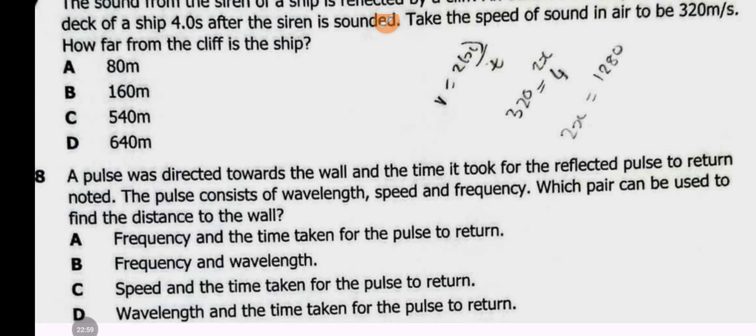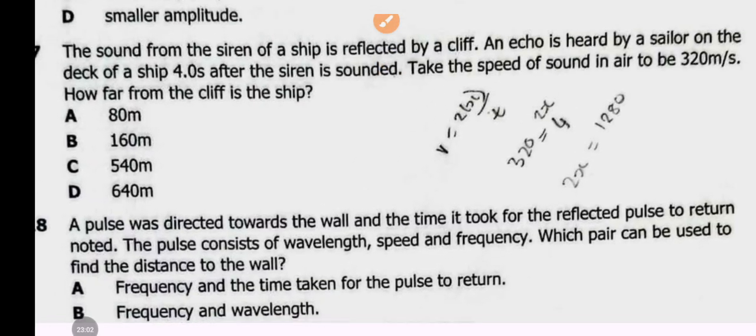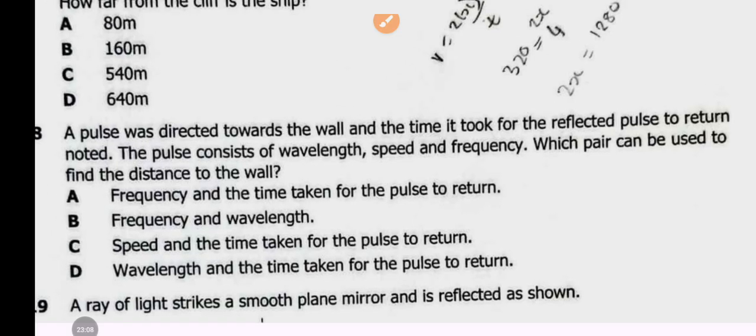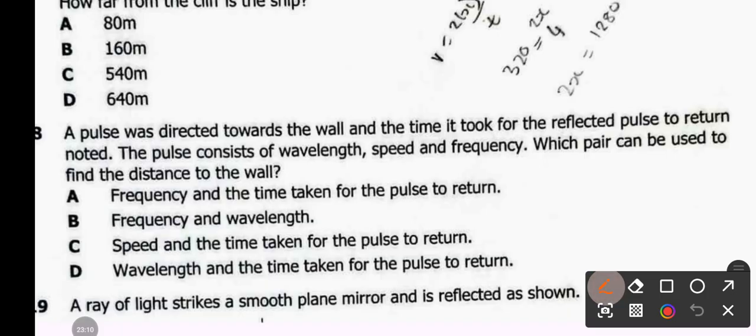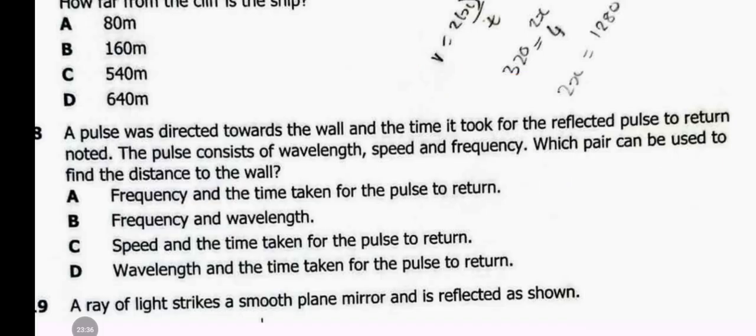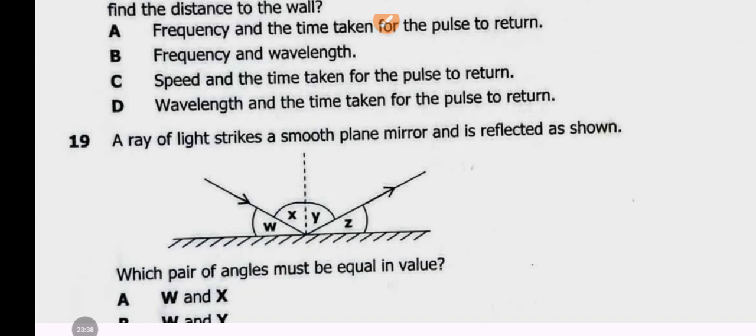Right, I feel like this question is just a repeated version of what we were discussing, right? So a pulse in this case just basically refers to a signal, right? For the signal to go back and forth, it just means that there is an echo here, and for us to find the distance, we have to have 2 factors, which is the speed as well as the time. So the option that incorporates this idea is option C, which says speed and the time taken for the pulse to return. So I'll confidently choose option C.